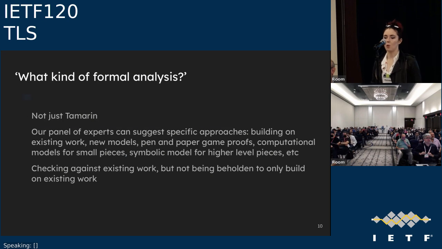Next. So what kind of formal analysis? There's a lot of talk about Tamarin because there's been a lot of Tamarin analysis of TLS 1.3. Not just Tamarin. Our panel can suggest specific approaches that might be brand new, that might be building on existing work, that might just be pen and paper proofs. That has extremely important value too. Computational models for different components of TLS, any and all of the above.